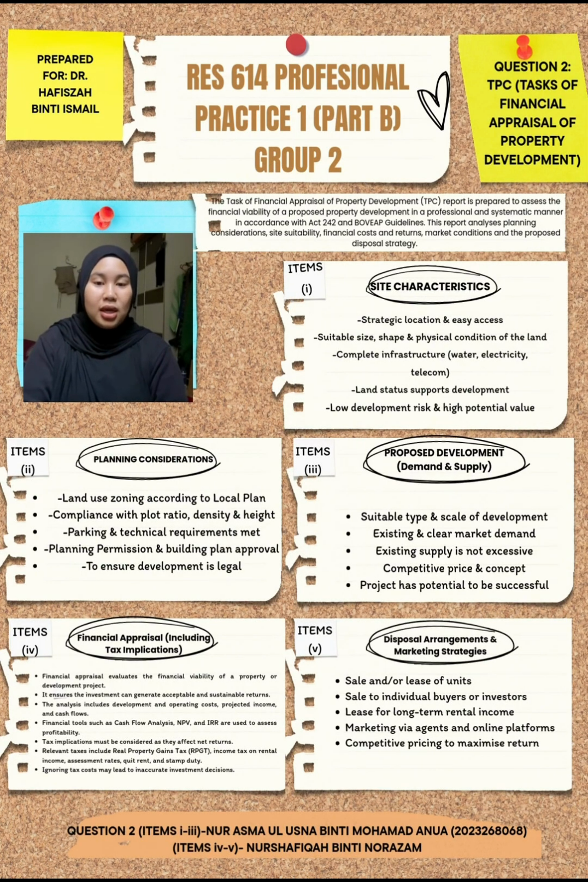For item 1, the site characteristics are analysed to justify the suitability of the proposed development. The assessment covers the location of the site, whether urban or suburban, its proximity to economic centres and public facilities, and its accessibility via highways and main roads.